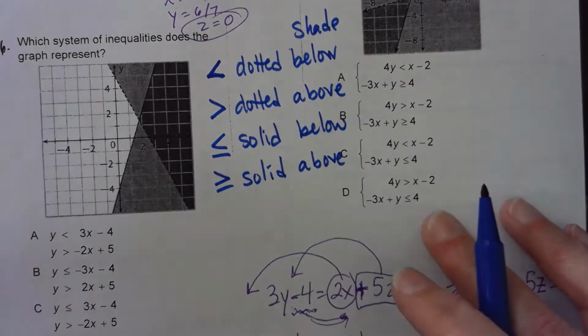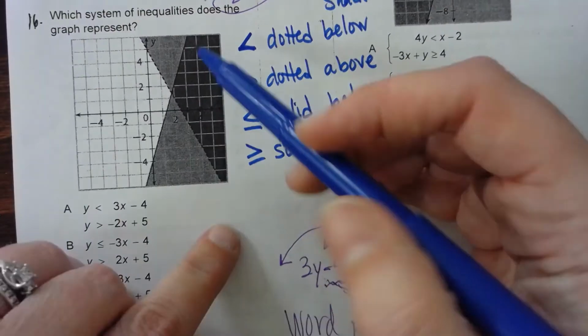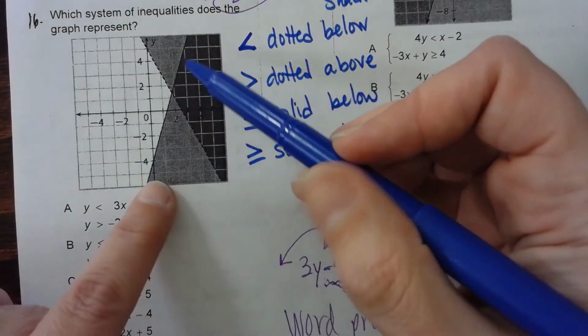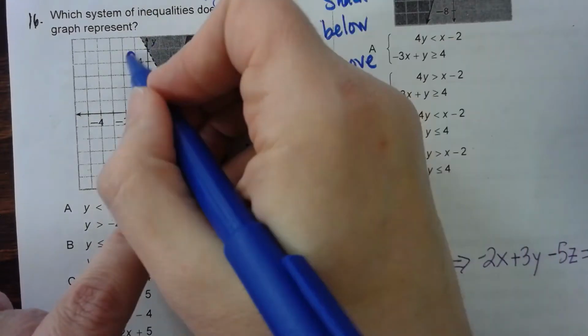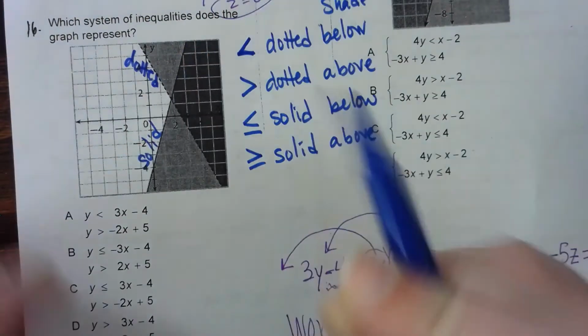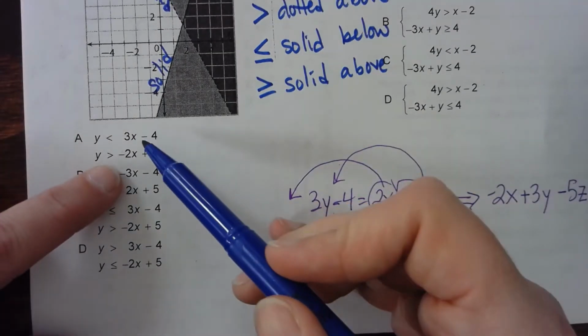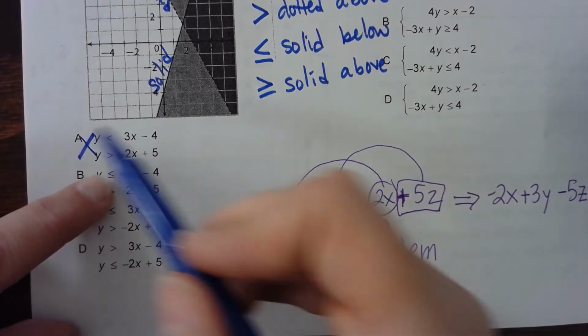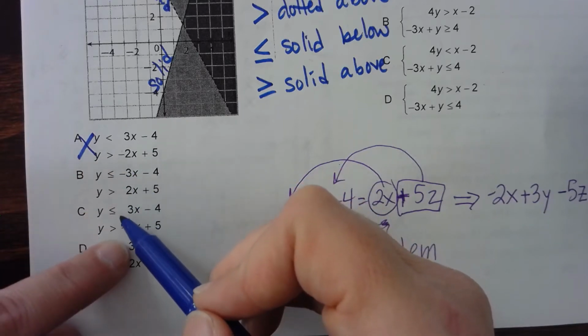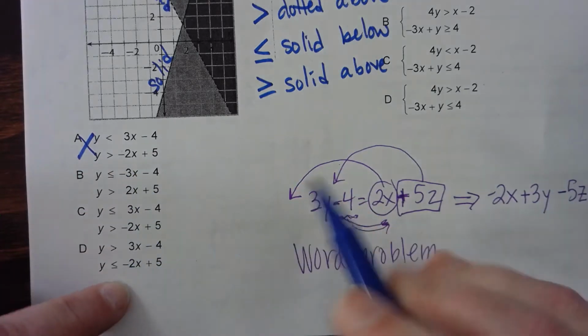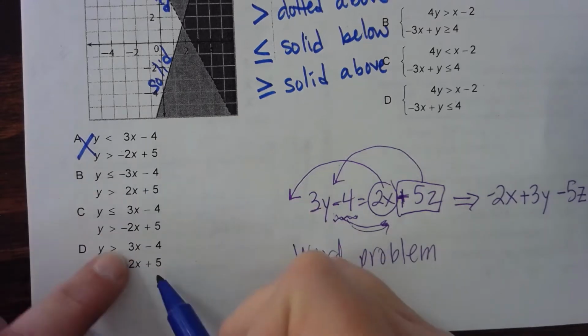Okay, so first things first, I see that we are going to have one solid. This is a solid line, and this is a dotted line, so we will have one of each. So one solid and one dotted means this cannot be the answer because those are both dotted, solid, dotted, solid, dotted, dotted, solid. Okay, so it's going to be one of these three answer choices.